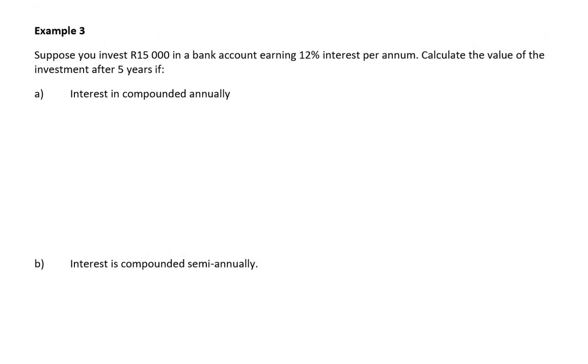Suppose you invest 15,000 Rand in a bank, earning 12% per annum. Calculate the value of the investment after 5 years if it's compounded annually. Now that's an effective interest rate, so I'm going to take my 15,000 Rand and add interest at 12%, which I prefer to write as a fraction, for 5 years. It's not divided into installments because it was compounded annually.